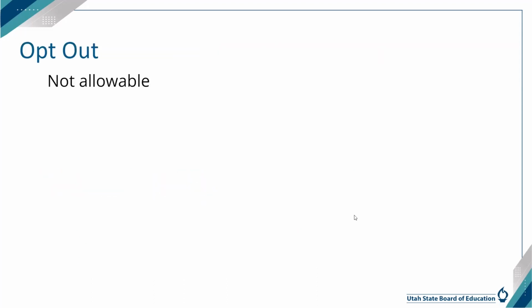So opt-outs are not an allowable thing that parents can choose to opt their child out at this point on the opt-out form. If a parent refuses to have their child participate, we do have to honor that, but it's not on the actual formal opt-out form.